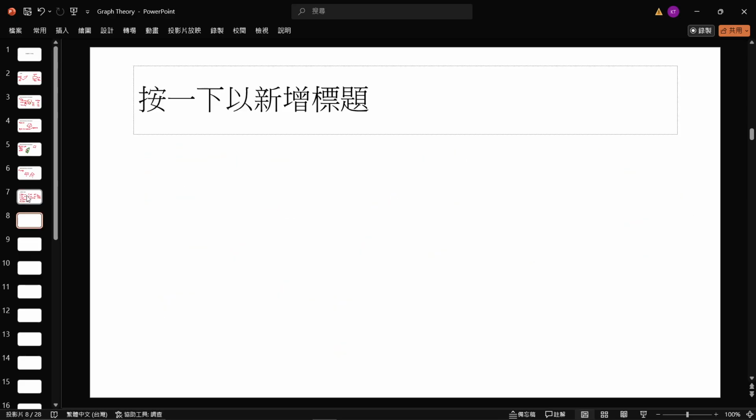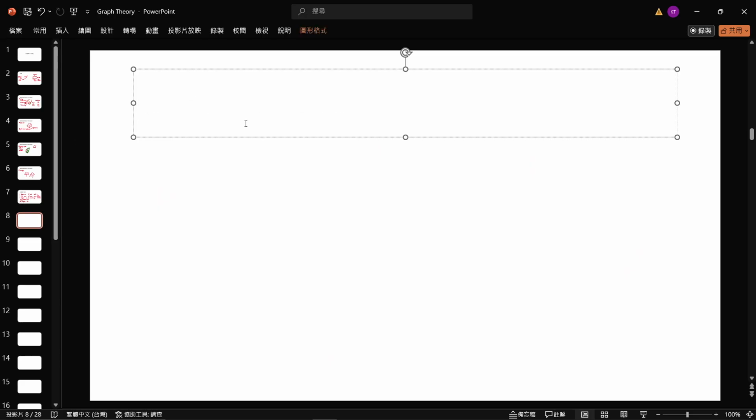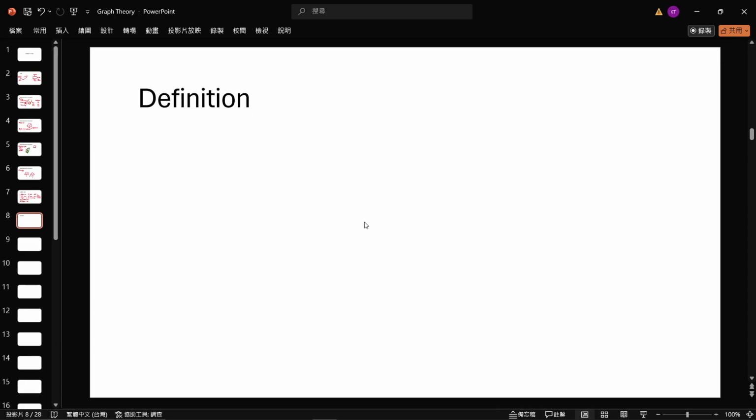All right, so now we can formally define what a graph is.